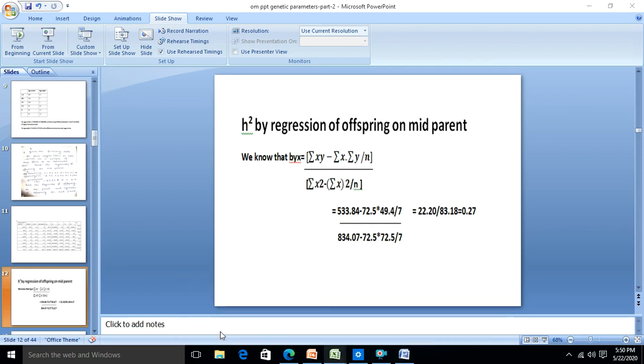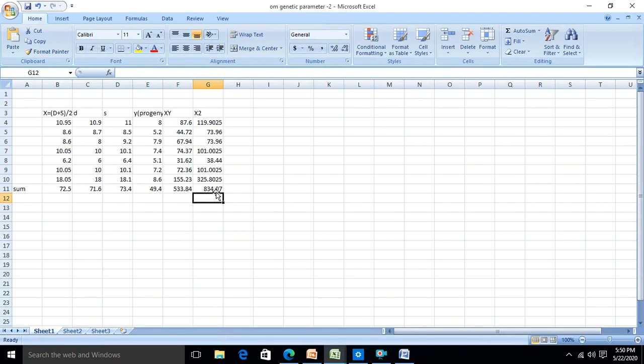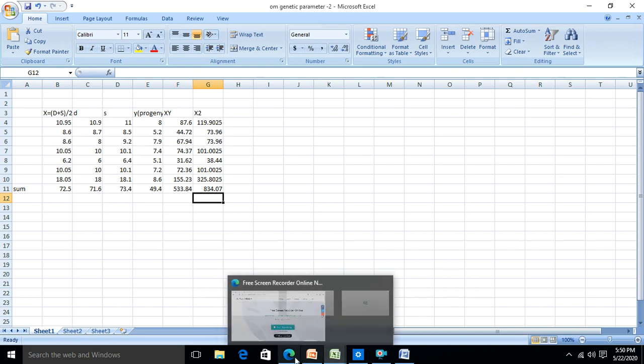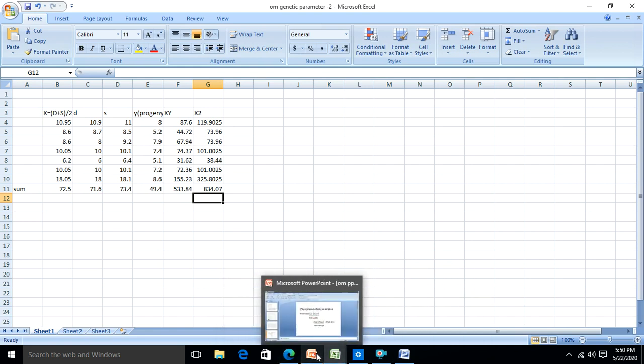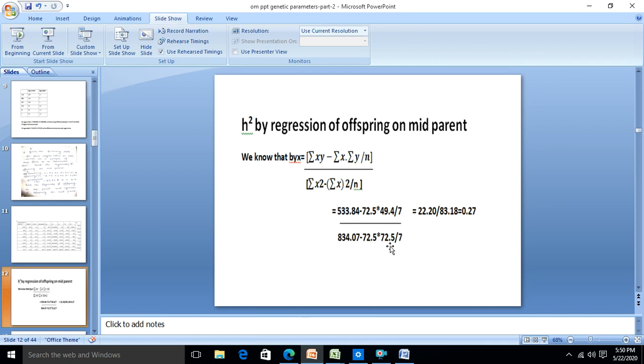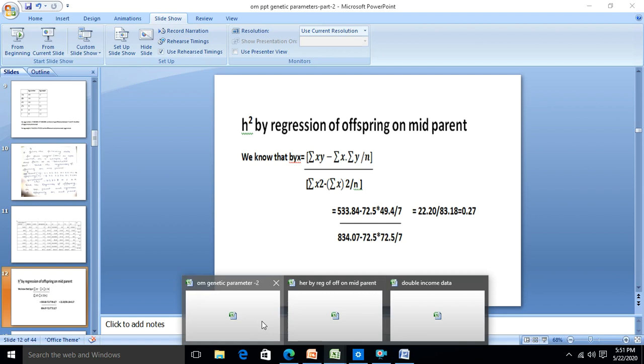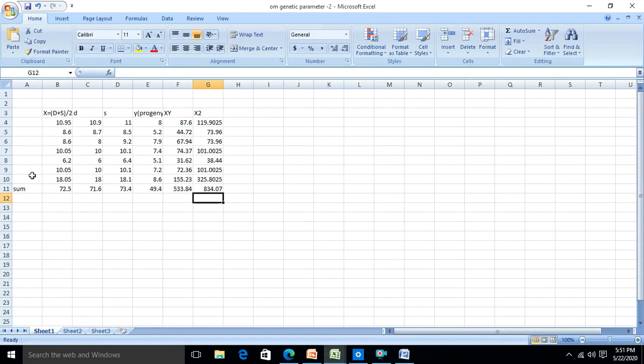I again jump to my Excel sheet to find summation x square. This is 834.07 minus 72.5 square upon 7. Okay, so this is the value you are getting. I have substituted all the values from my Excel sheet and obtained it. If you do not want to calculate it on an Excel sheet, doesn't matter, just do the calculation manually or by calculator as you wish. You just need to have these values, right?